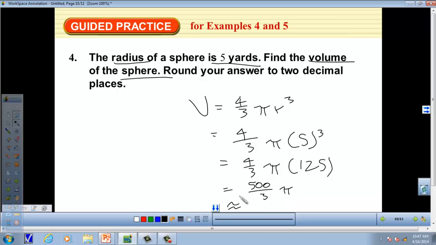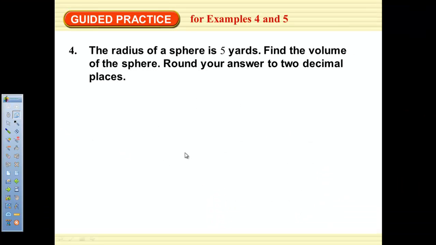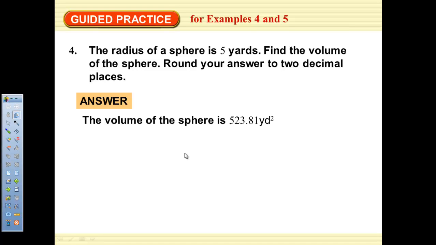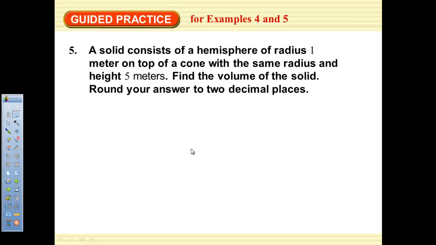And we get our calculator at this point. Make sure you do that step. You want to get it all the way until the end, and then get your final answer. Your final answer here should be 523.60 if we round correctly. And this would be cubic yards for units. So 523 point, they used 3.14, so that's why this is off a little bit.